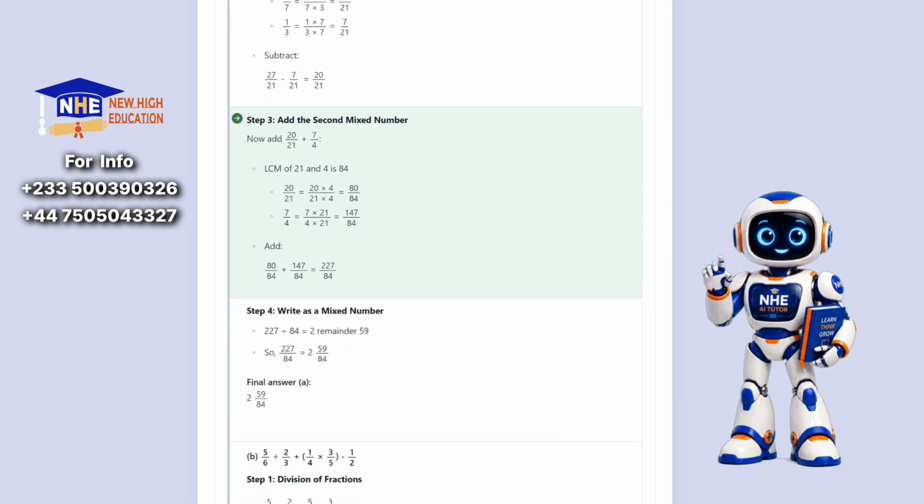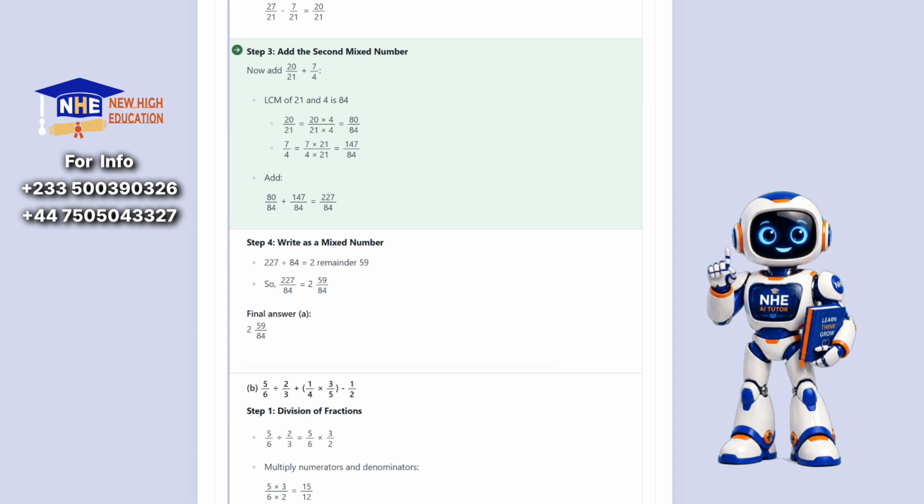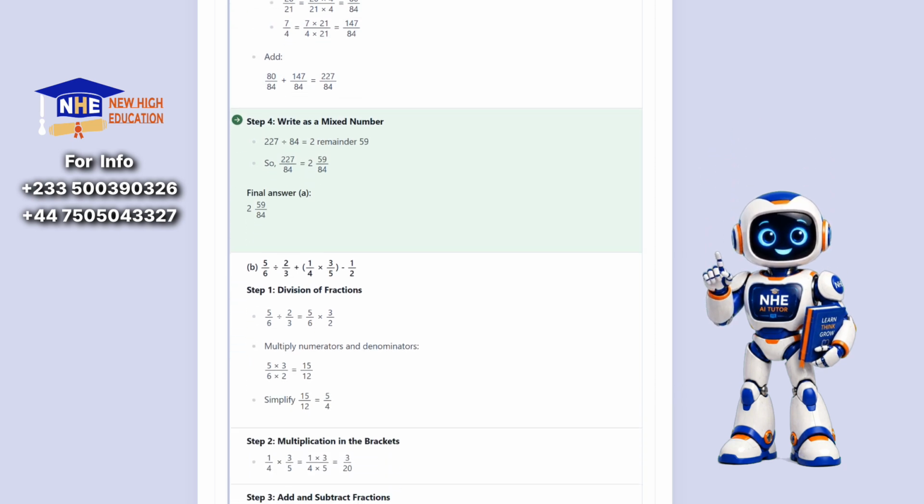Step 3. Add the second mixed number. Now, add 20/21 to 7/4. The lowest common multiple of 21 and 4 is 84. So, 20/21 becomes 80/84, and 7/4 becomes 147/84. Adding these gives us 227/84.